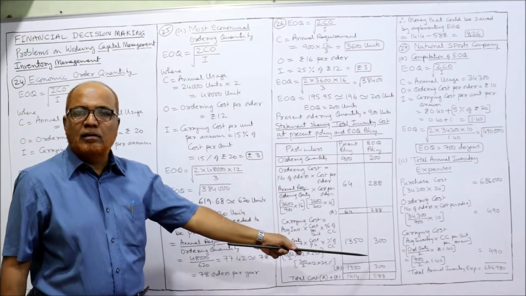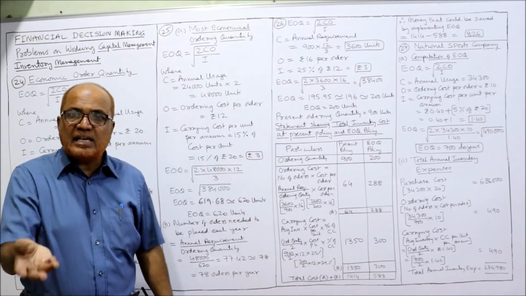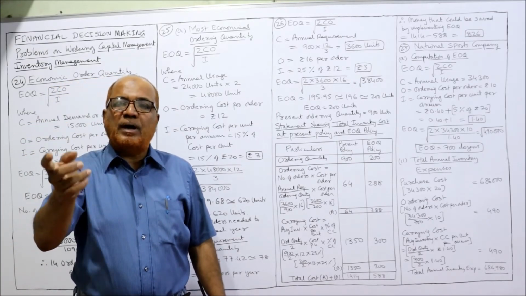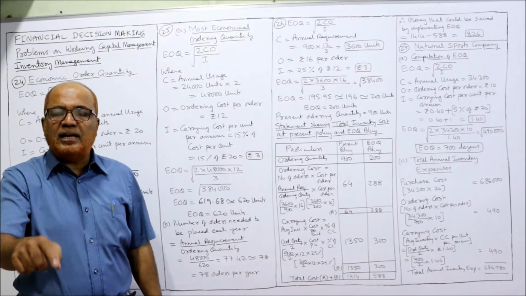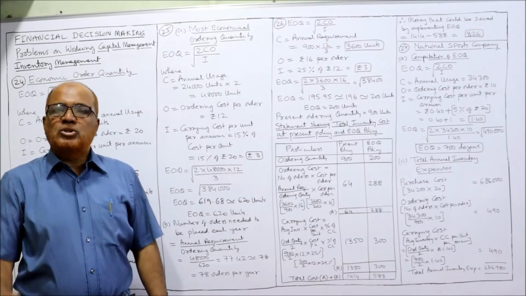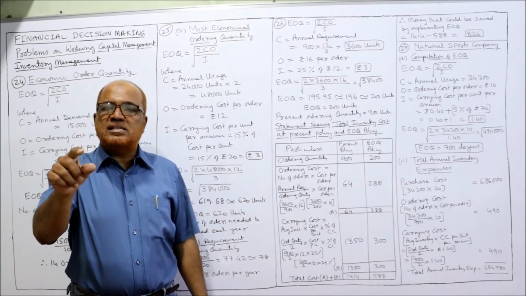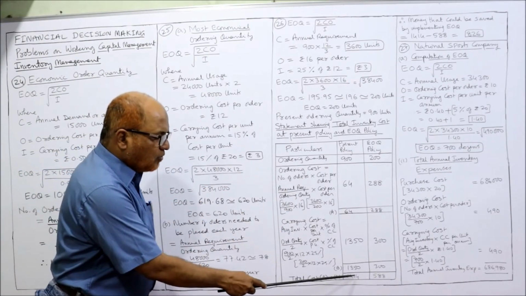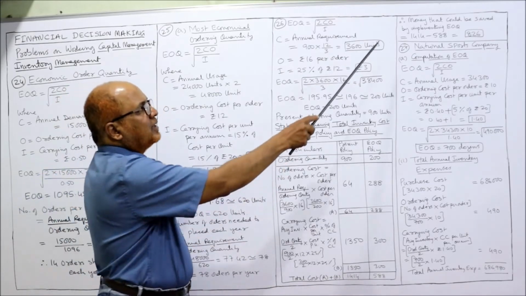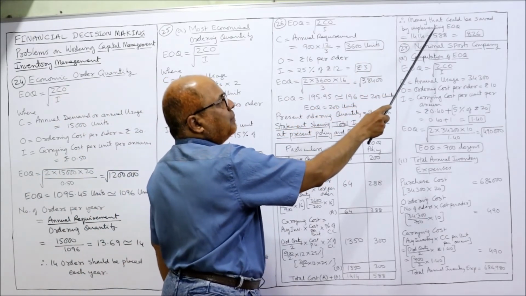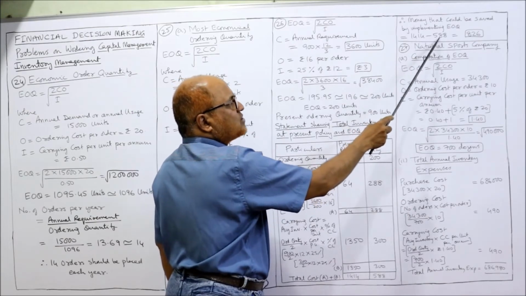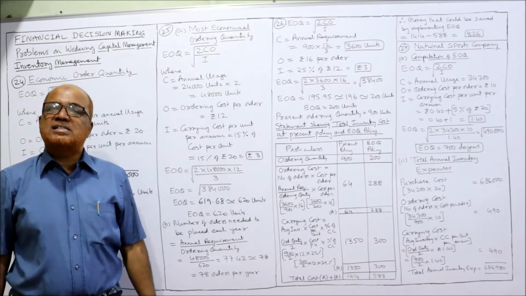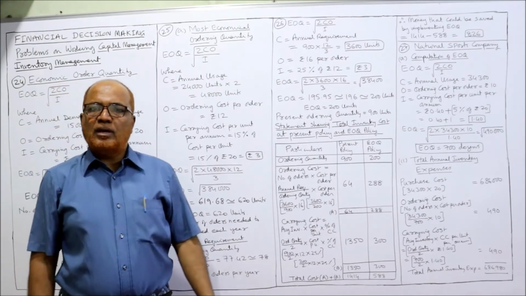EOQ policy is better. Because our inventory cost is very, very less, 588 only. So how much the company saves by following EOQ? That is the ultimate question in the problem. So in the problem it is given how much the company saves if we follow EOQ. So simply subtract 1414 minus 588. The money that could be saved by implementing EOQ is 1414 minus 588, 826 rupees the company can save by following EOQ.